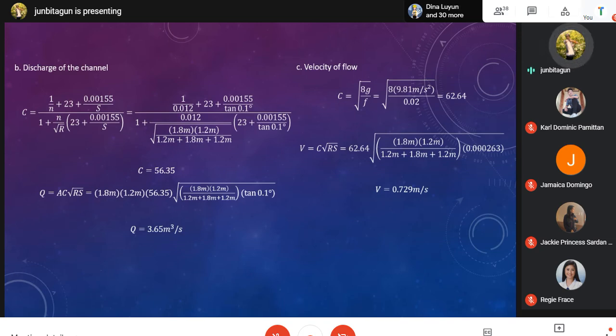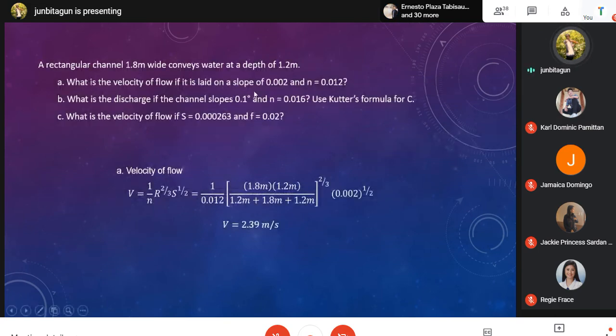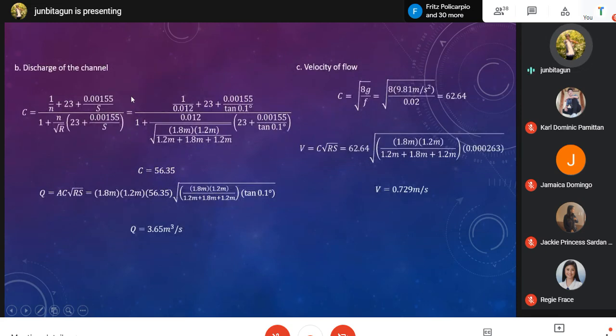Then, substitute it, applying it with the equation for velocity of C square root of RS. Substitute nyo lang lahat dyan. Makukuha nyo na yung ating velocity of 0.729 meters per second. Ganun lang naman yung idea behind dito. Ang nagpapatagal actually ay yung pag-alala mo ng equation, pero yung transition naman ng ating solution to solution, hindi naman siya kahirapan.